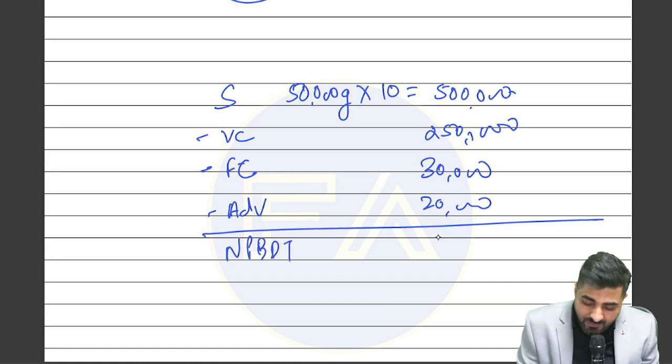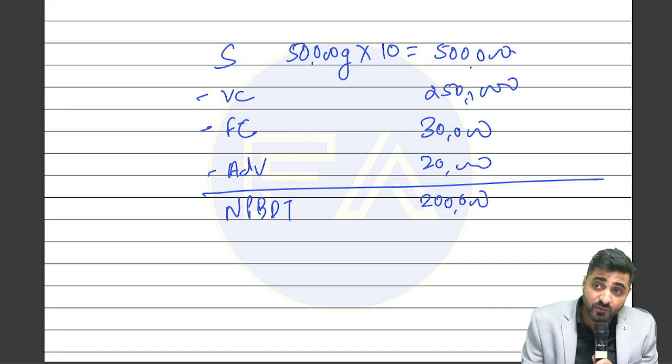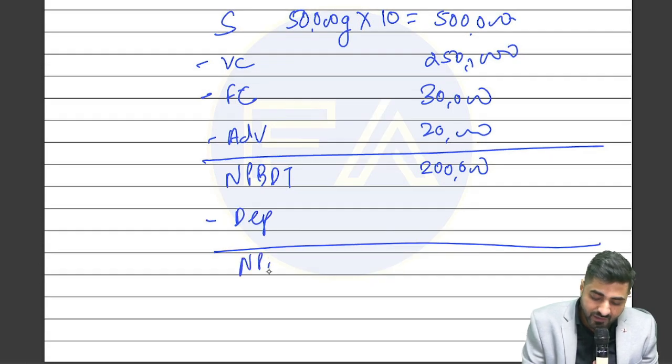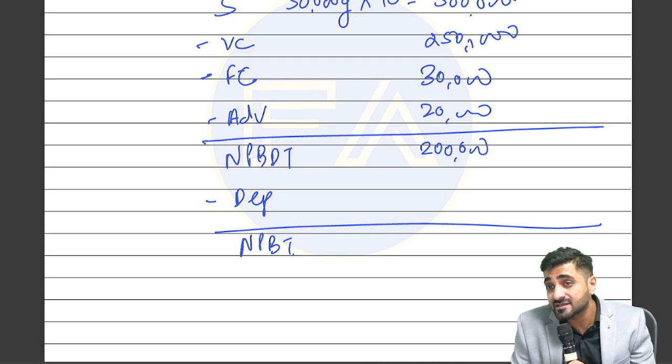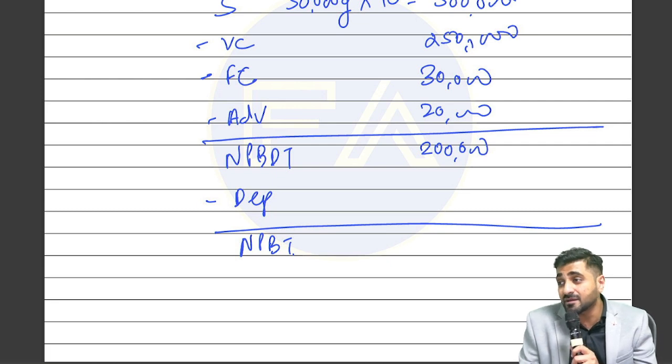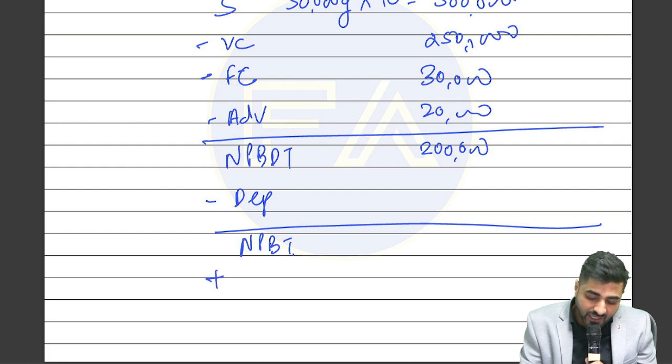Okay, and this NPBDT is how much, beta? 2 lakhs. From this, what will I subtract? Depreciation. What will I get? NPBT. But wait, I am also having some kind of savings. Any savings is nothing but one type of a cash inflow, no? So savings should be added or subtracted, beta?